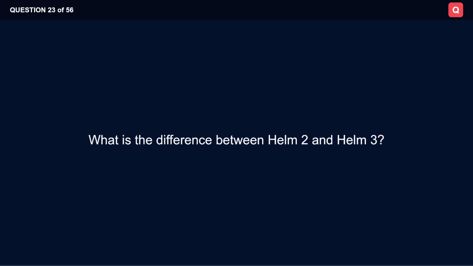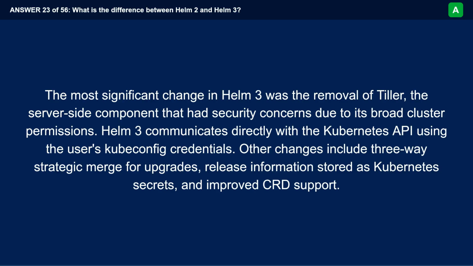What is the difference between Helm 2 and Helm 3? The most significant change in Helm 3 was the removal of Tiller, the server-side component that had security concerns due to its broad cluster permissions. Helm 3 communicates directly with the Kubernetes API using the user's kubeconfig credentials. Other changes include three-way strategic merge for upgrades, release information stored as Kubernetes secrets, and improved CRD support.